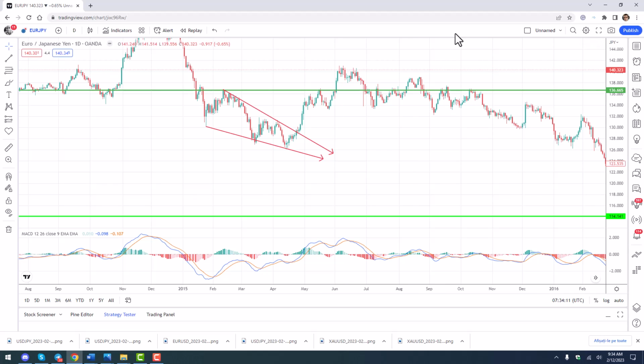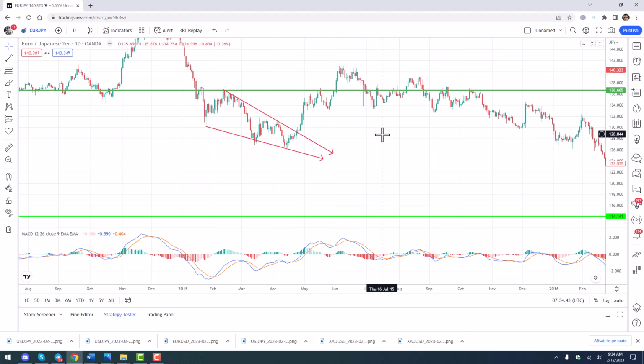Okay, you will say, but Mihai, you said that we need to wait for confirmation, breaking above the trend line. Of course, but in this case we trade the pin bars from here. So we take the signal from the price action, not from the falling wedge.